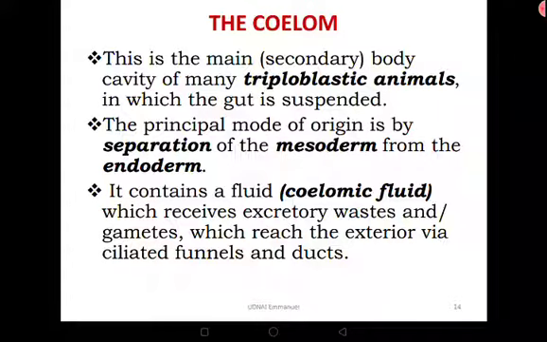It contains a fluid-filled cavity, and that fluid is called the coelomic fluid, which receives excretory waste and gametes, which reach the exterior via ciliated funnels and ducts. So this coelomic fluid is circulating in the body, and it is responsible for removal of waste from the body. It is where the wastes are deposited so that they can be ejected out of the body.